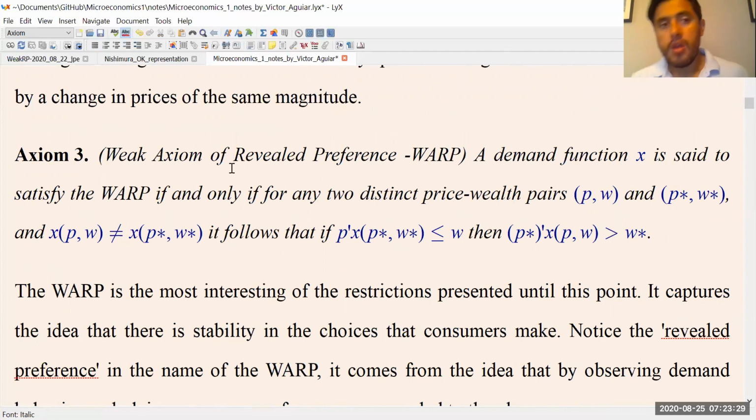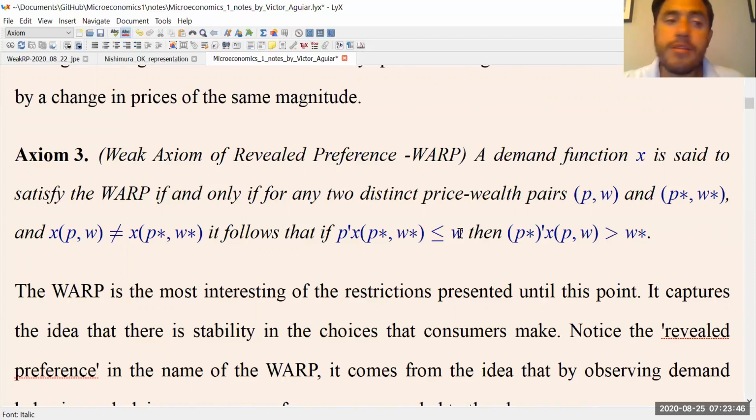And so now we're going to introduce the third constraint, which is way more restrictive and way more important than the previous two. And this is called the weak axiom of revealed preference, or WARP. As I go through the class, I'm going to refer to it as the WARP or the weak axiom interchangeably. And I'm going to state the axiom now.